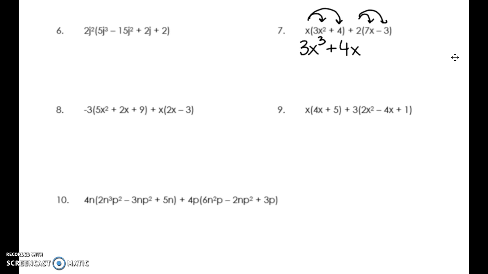Then if I distribute that 2 through, I get 2 times 7x gives us what? 14x. And 2 times negative 3 gives you negative 6. Are we done? No. Why not? We can simplify. How can we simplify? Add those terms that are in the middle. So I have 3x to the third at the beginning, and then 4x plus 14x gives you 18x, and then minus 6. That would be your simplified form.